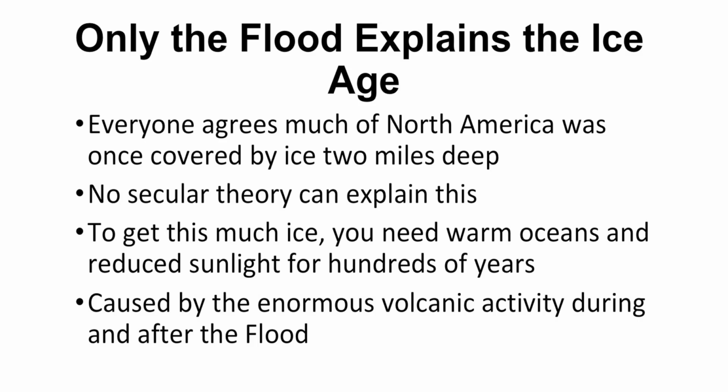To get that much ice, you need warm oceans and reduced sunlight for hundreds of years. And only the flood explains that. What happened after the flood? The volcanic activity heated up the oceans around the world, and the ash from the volcanoes blotted out the sun. So you had reduced sunlight and incredible amounts of moisture for hundreds of years.